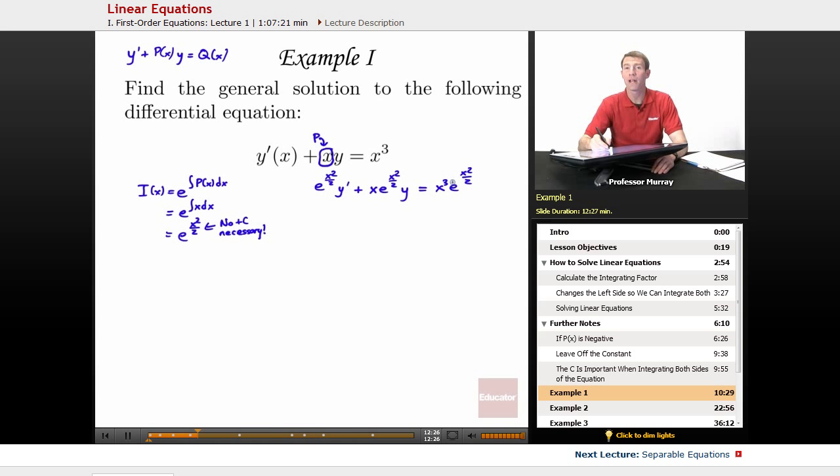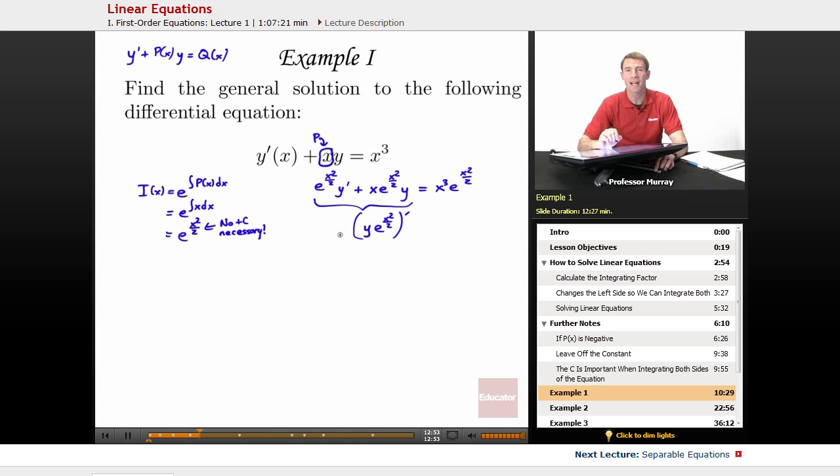Now, the whole point of these linear equations and this integrating factor strategy is that this left-hand side is supposed to be the derivative of y times I of x using the product rule. So let's look at that. I'm saying that this is the derivative of y times e to the x squared over 2. That was our I of x. It's supposed to be the derivative of that using the product rule.